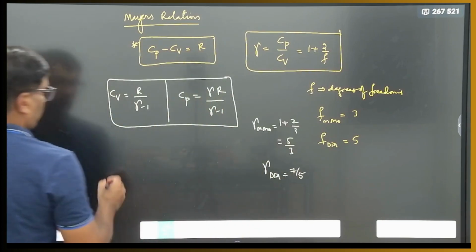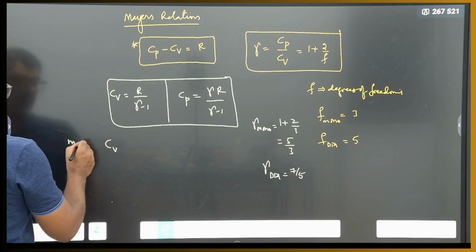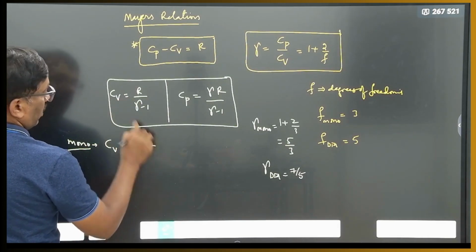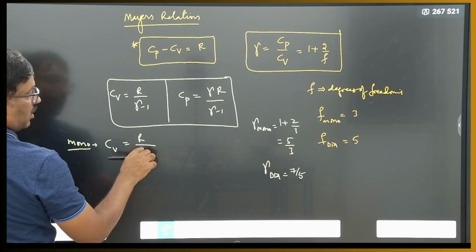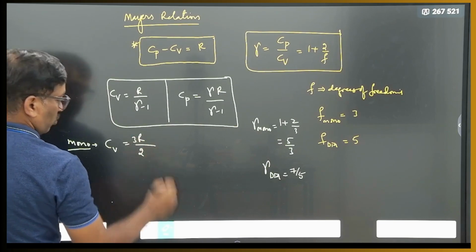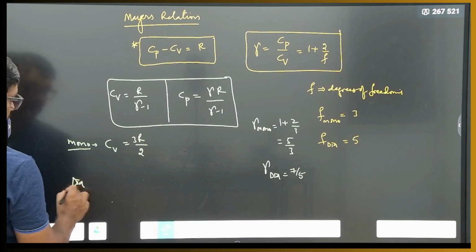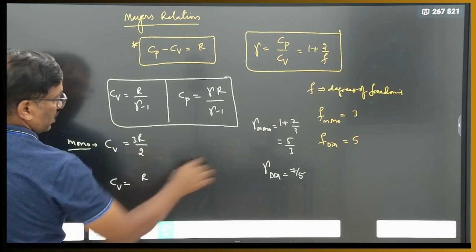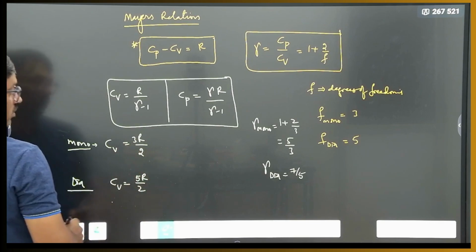Substitute it now in Cv. What is the Cv value for monoatomic? It is R by gamma minus 1, so for monoatomic it is R by 5 by 3 minus 1, which is 2 by 3. Therefore 3R by 2 will be your Cv value. Similarly, for diatomic gases the Cv value is R by 7 by 5 minus 1, therefore it is 5R by 2. Right?